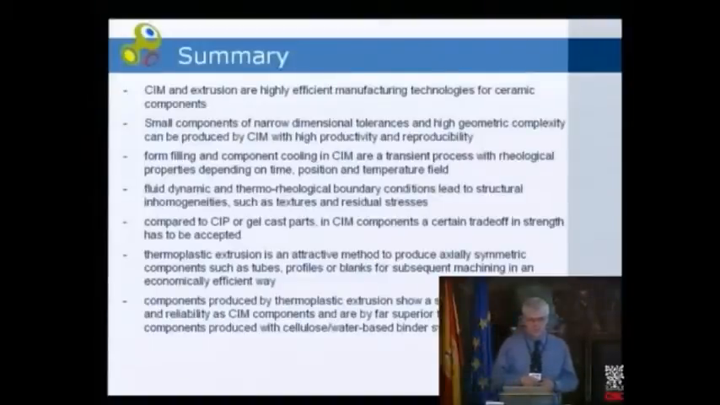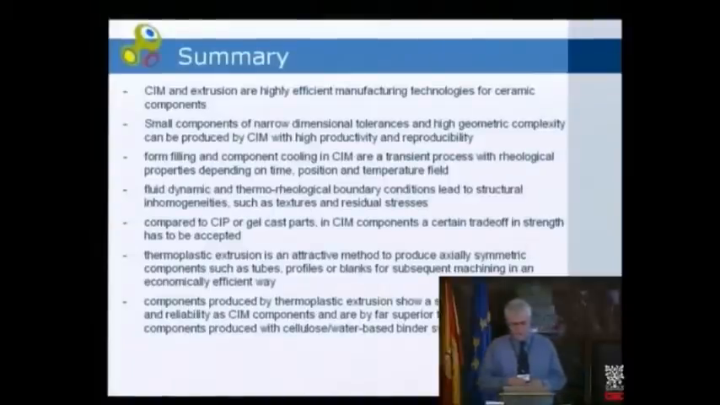Thermoplastic extrusion is an attractive method to produce axially symmetric components such as tubes, profiles, or blanks for subsequent machining in a very economical and efficient way. And components produced by thermoplastic extrusion show a similar level of strength and reliability as ceramic injection molding components. We were quite surprised about that, and they are by far superior to cold extruded components produced with cellulose water-based binder systems.